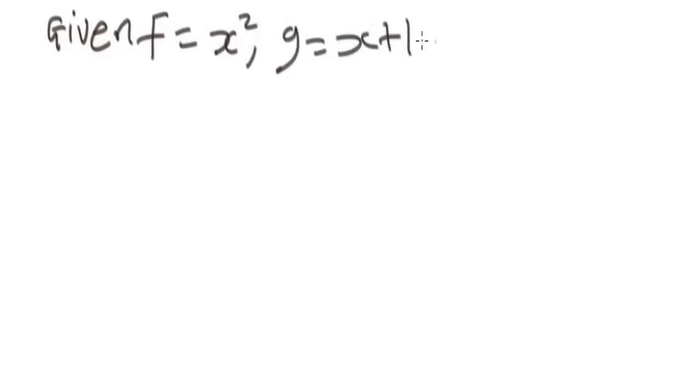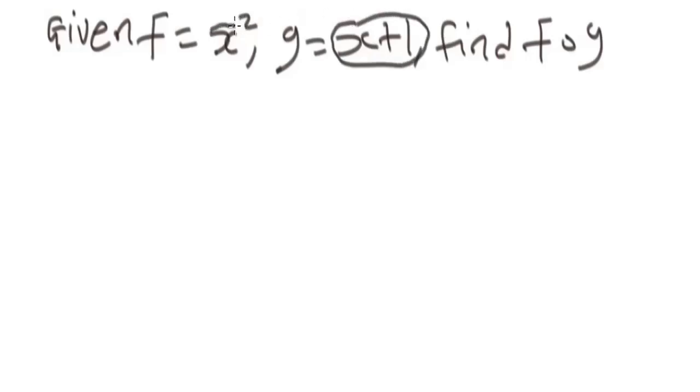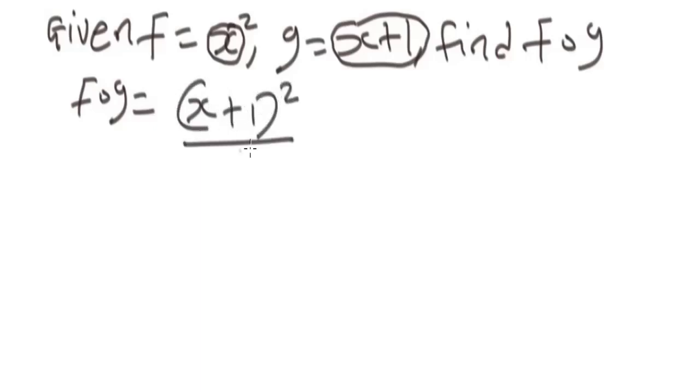Alright, so we have given f equals x squared and g equals x plus 1. We're asked to find f of g. Now note that the idea behind composite function is substitution of x. So to find f of g in this question means take the value of g, which is x plus 1, and plug it in this x under f. So when you do it, f of g will be x plus 1 squared. And that will be the answer.